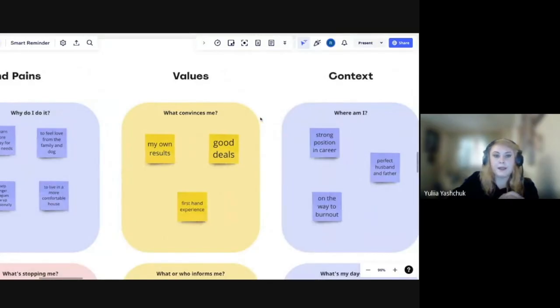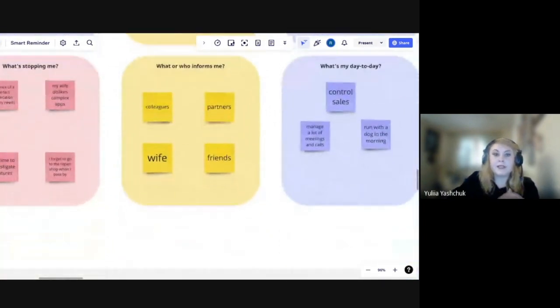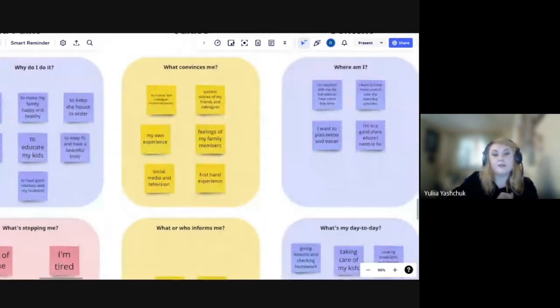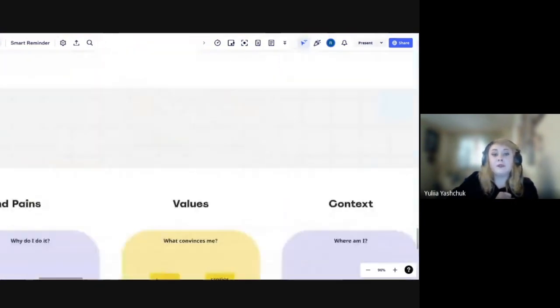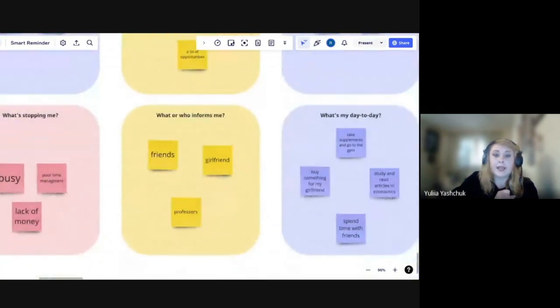Okay, let's speak about the values. After we defined the needs and pains, we started to work on values. Actually, here we understood that each persona wants to be successful in life and also spend time with family and friends. Values will help us see how the product adds value to the user and improves their experience.